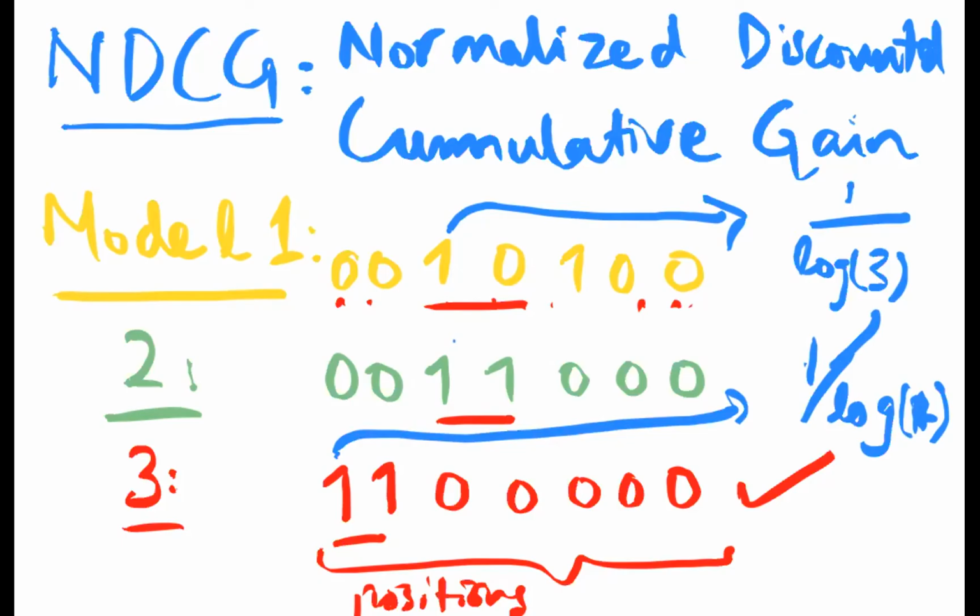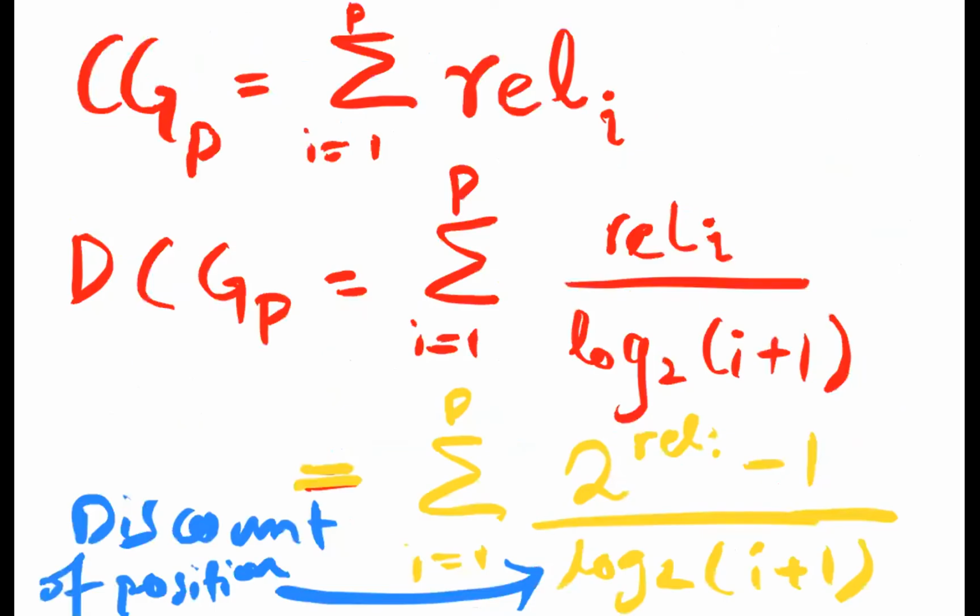Okay, this was the indexing problem. If this is index number 1, then it would be log of 3 plus 4, and this would be log of 2. So this is the discount of the position, but then we also want, again, this p is the same as the k, that we are interested only in the top 5 positions or top 10 positions, right?